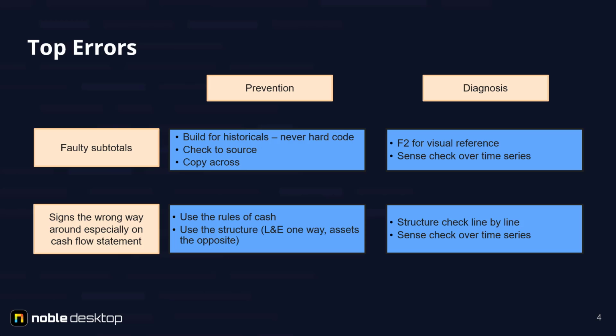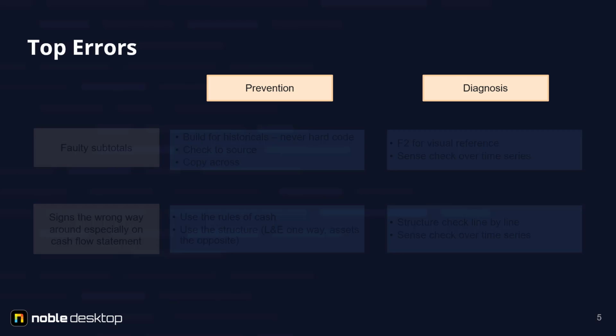In this case, you need to use the rules of cash, meaning if it's a cash inflow, the sign should be positive. If it's a cash outflow, the sign should be negative. And use the structure liabilities and equity one way, assets the opposite way. For diagnosis of that error, structure check line by line and sense check over the time series.